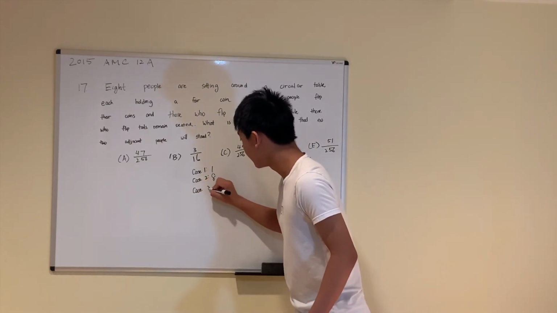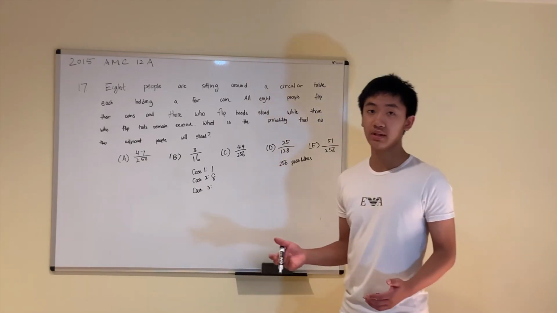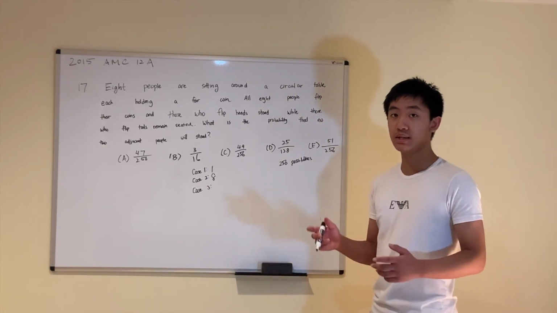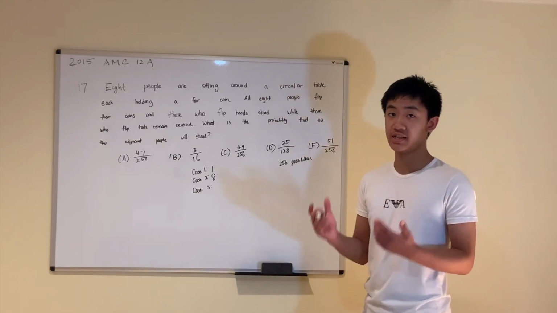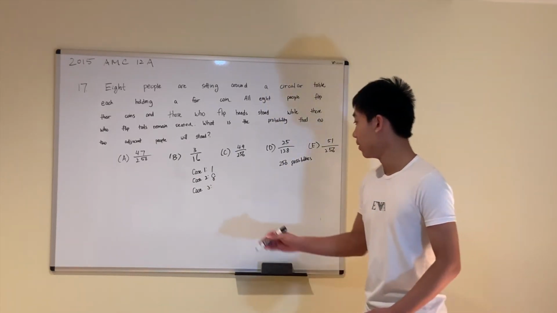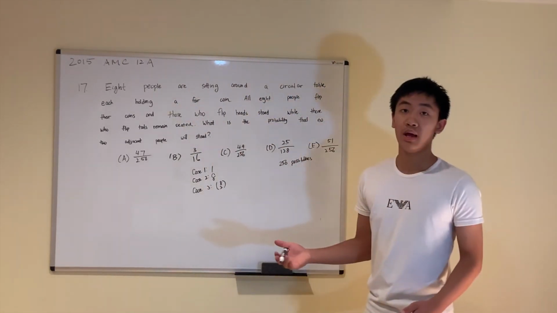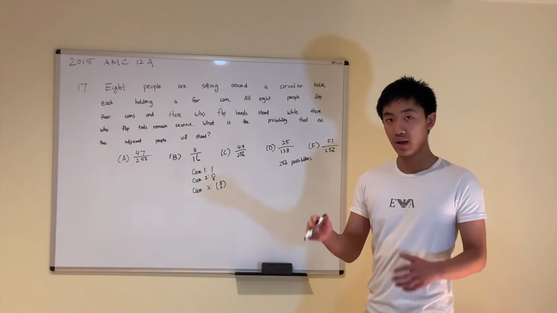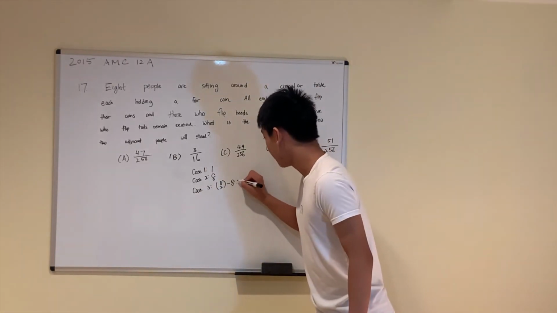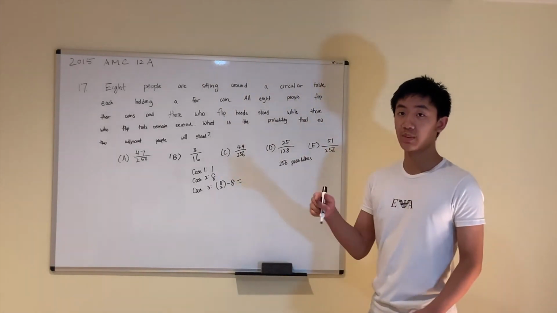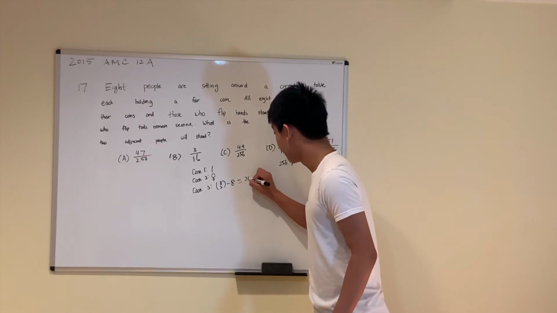Case 3 is that only 2 people stand. If 2 people stand, we can use complementary counting to count how many ways we can choose those 2 people and how many ways they can actually stand next to each other and subtract that. So there's 8 choose 2 ways to choose those 2 people, and since we can have 8 pairs that are adjacent, we're going to subtract 8. 8 choose 2 is 8 times 7 over 2, which is 28. 28 minus 8 is 20.